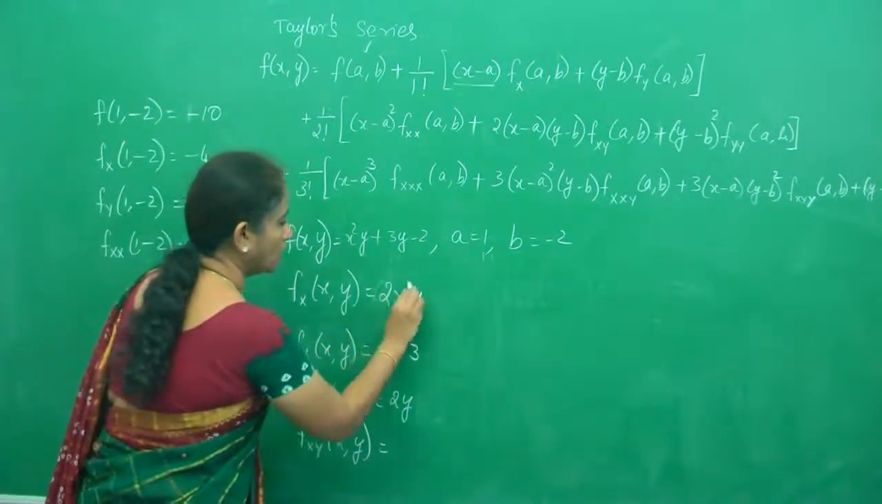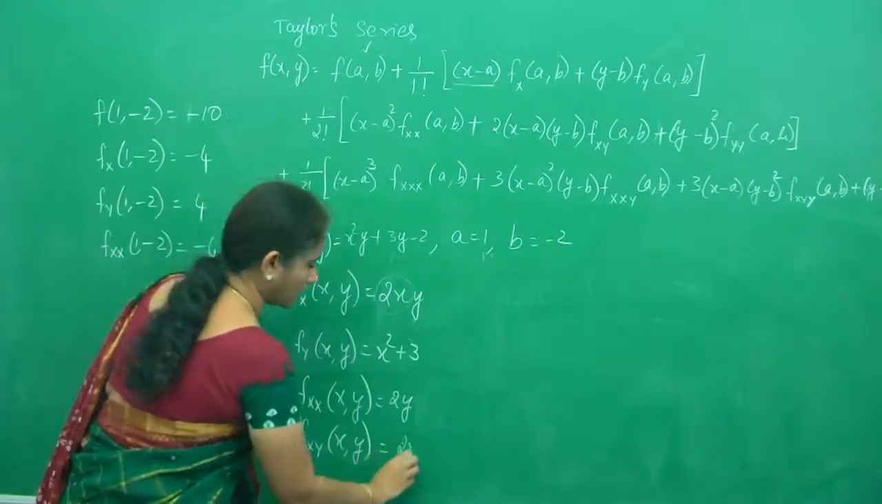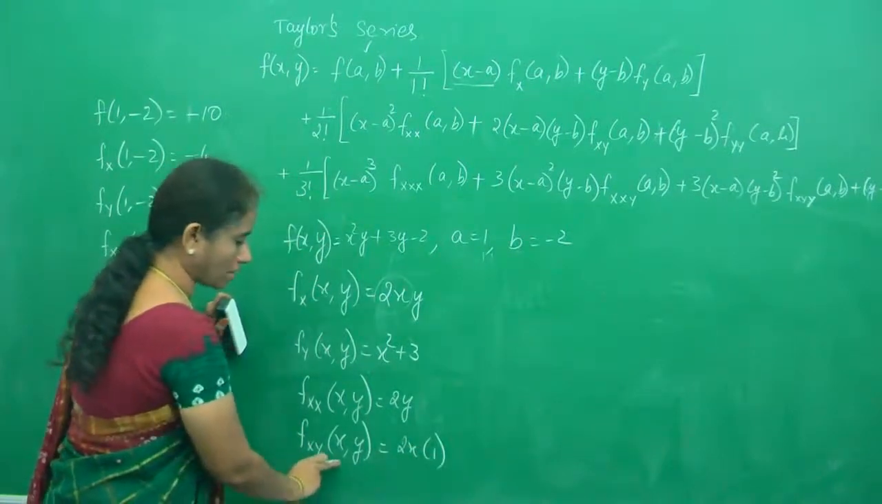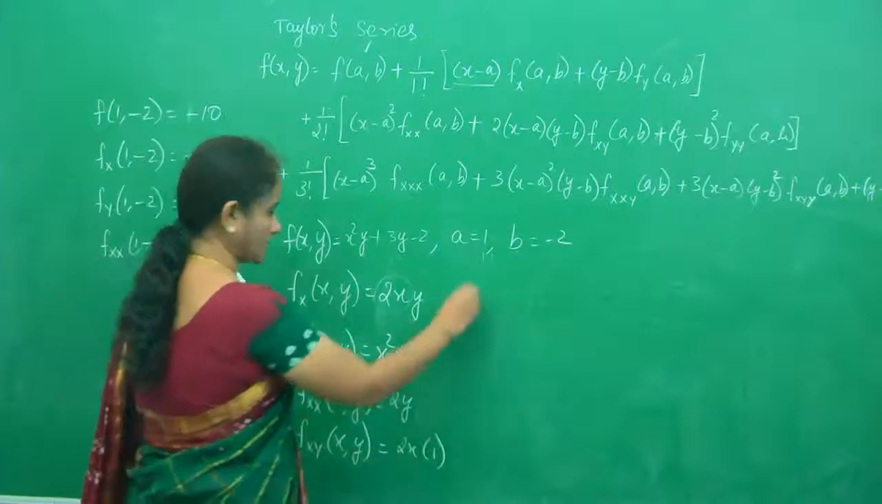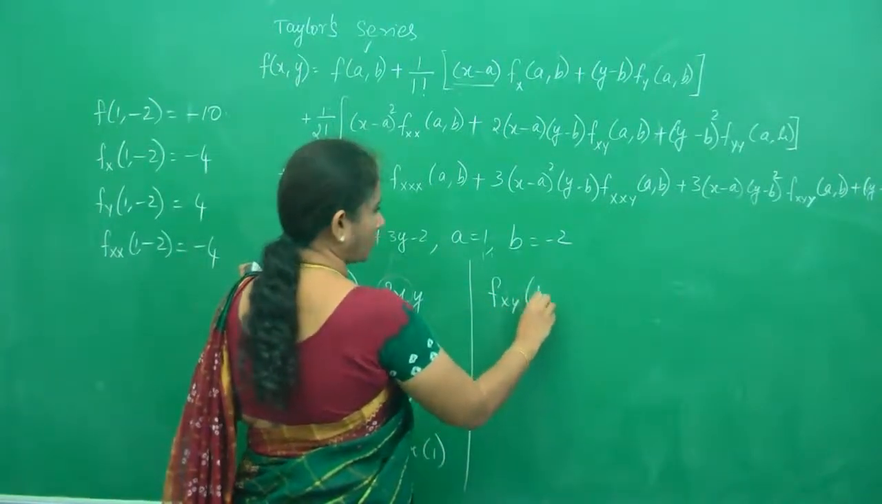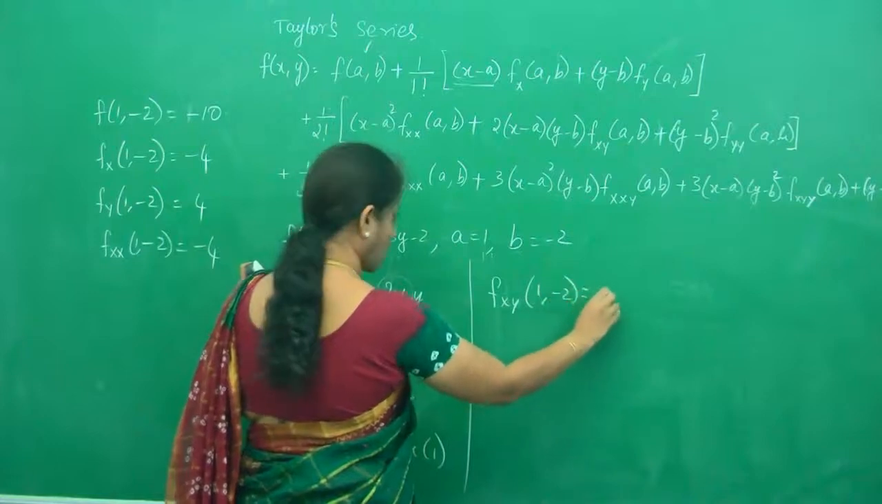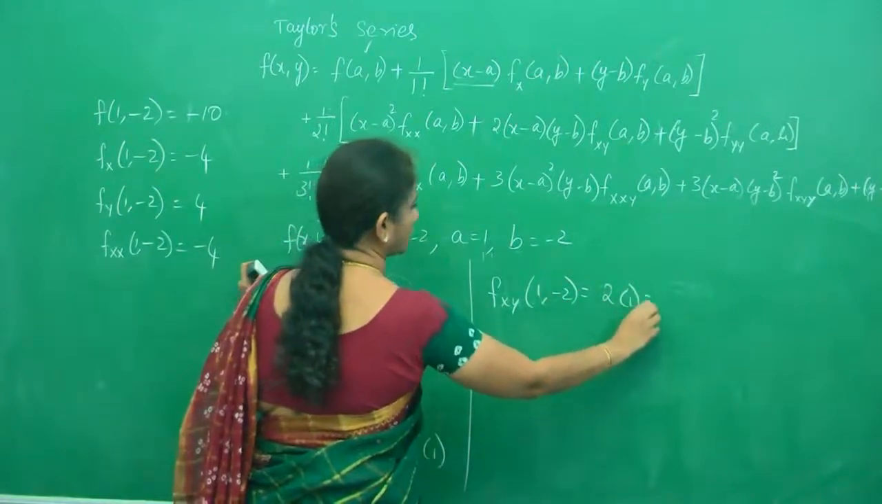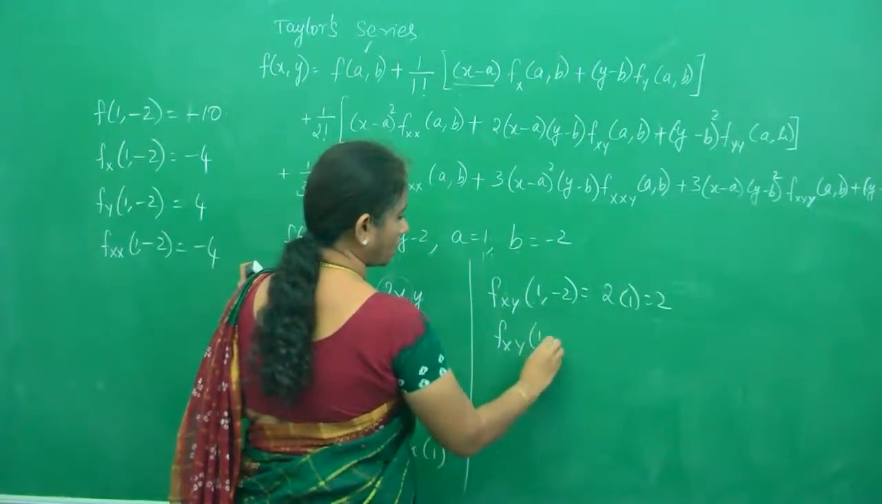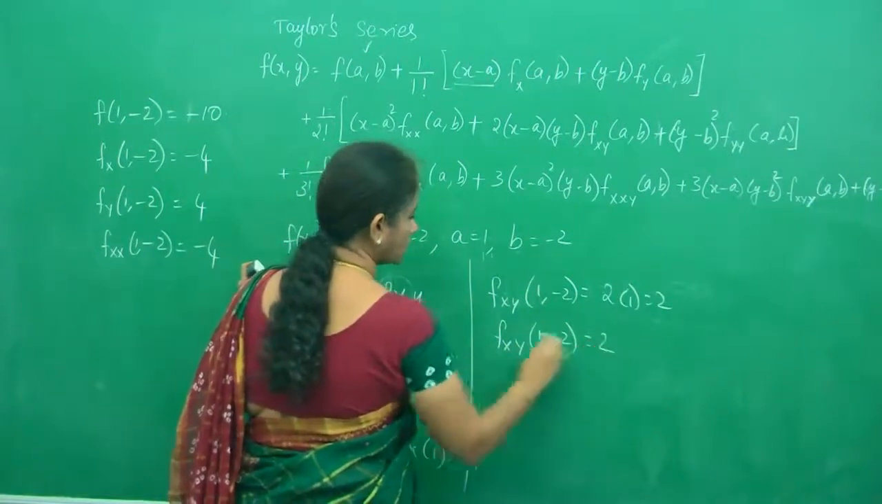So when I want to do that, this is a constant. Let me write it. And derivative of y is 1. So fxy of xy is 2x. Okay. So what is fxy of a, b? It is 2 times 1, which is equal to 2. So fxy of 1 comma negative 2 is 2.